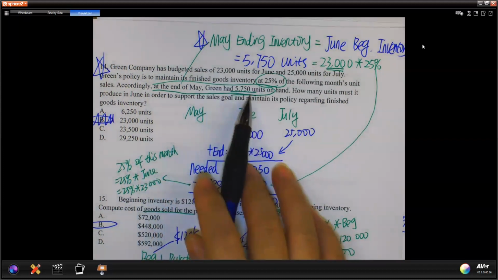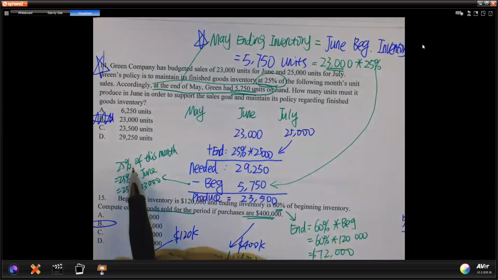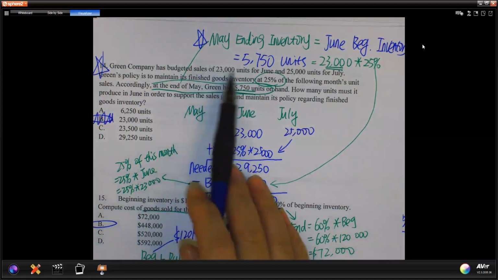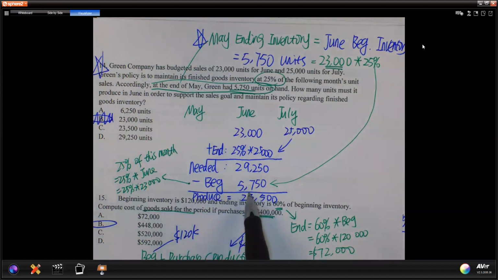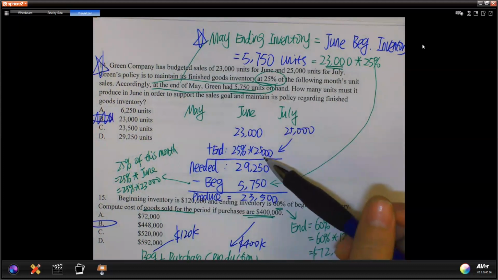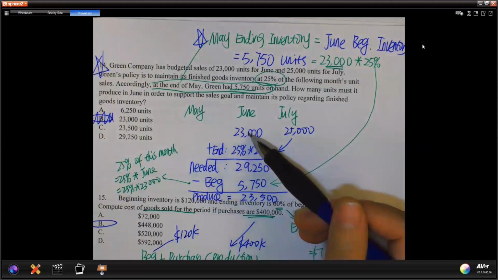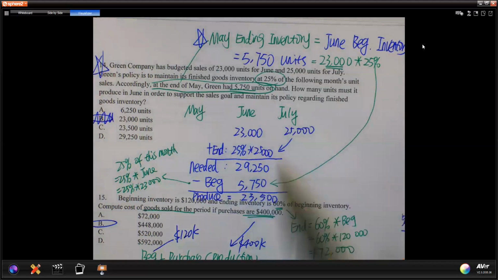The other way to get this 5,750, if the question doesn't tell you, you can also get this number by yourself, because we said beginning inventory is just a percentage of this month's sales. So this month's sales is 23,000, times 25%. That will give you 5,750 units. Sorry about that. It's all about units. So your next month's sales units times the percentage will be your ending inventory. Your this month's sales units times the percentage will be your beginning inventory. Make sure you know this type of question.